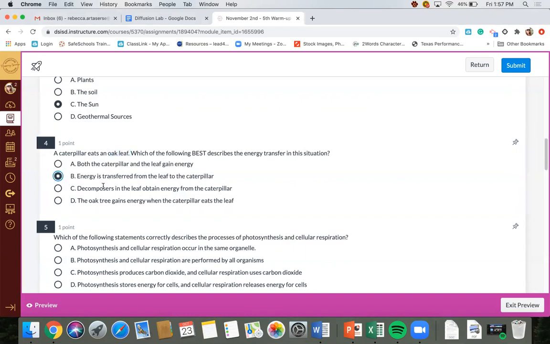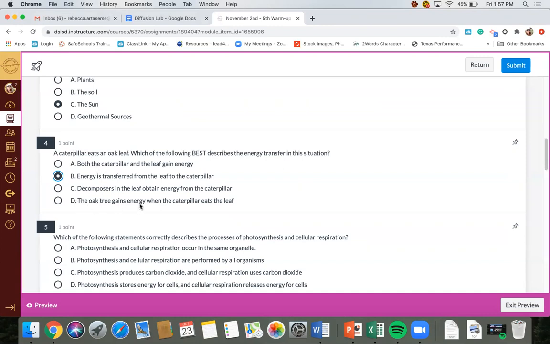So B is our correct answer. Decomposers in the leaf obtain energy from the caterpillar. There's nothing to do with decomposers here. Caterpillar is a part of our kingdom Animalia, and our oak leaf is our kingdom Plantae. No decomposers that we're talking about right now.